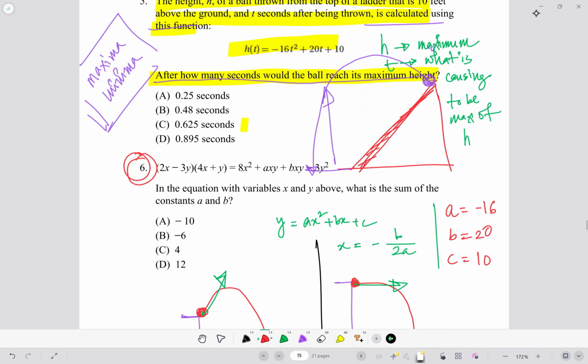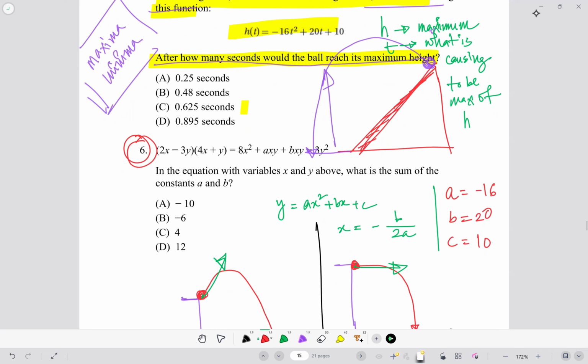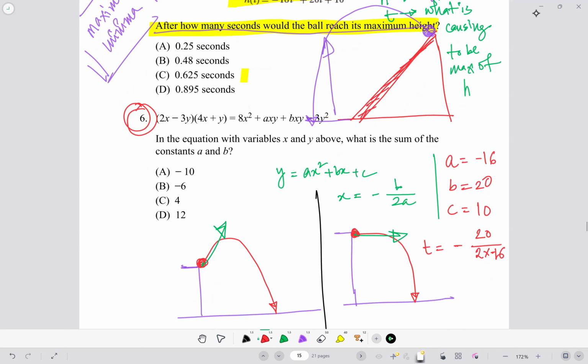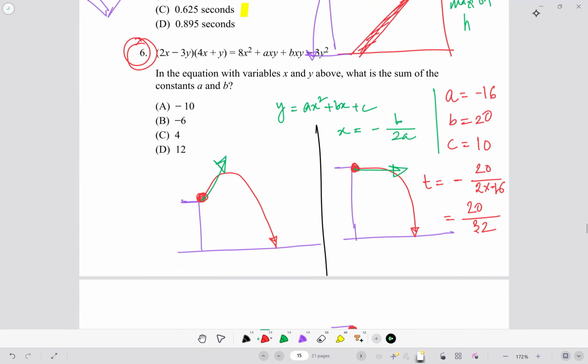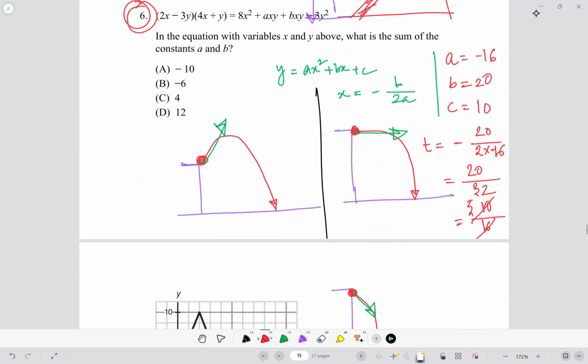So after how many seconds does the ball reach its maximum height, that is, t equals negative b by 2a, that is 20 divided by 32. Can you simplify it? Yes, we can simplify. 10 by 16, we can also simplify it to 5 by 8, right?